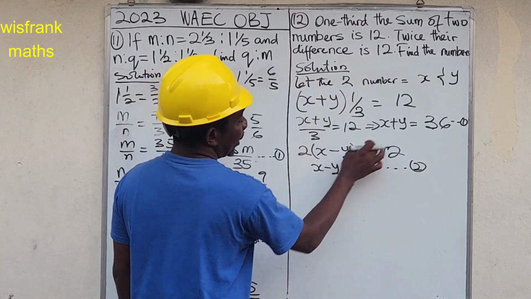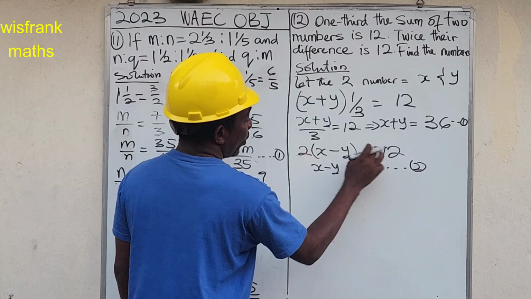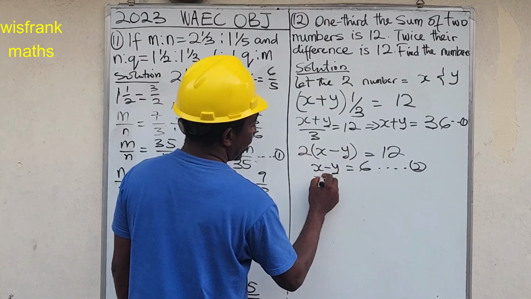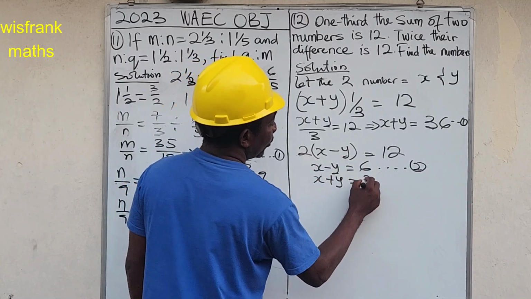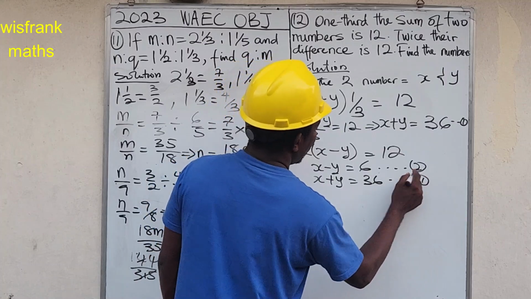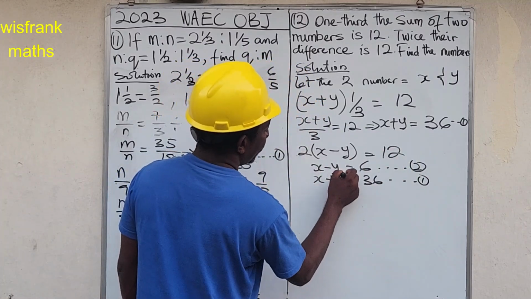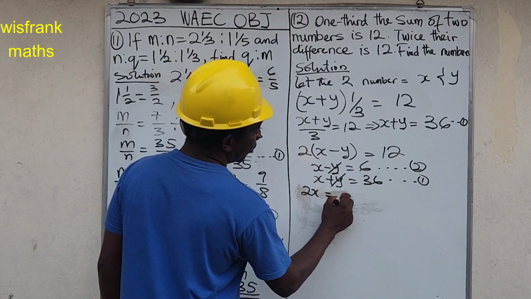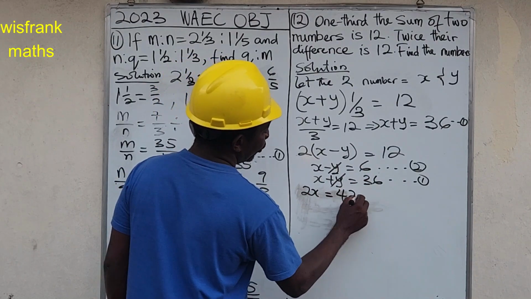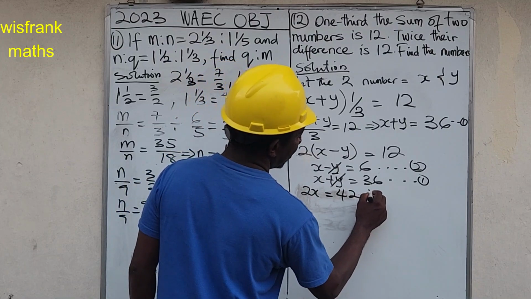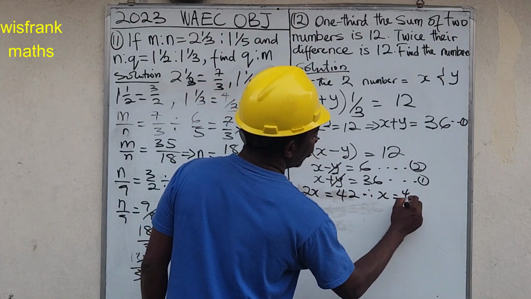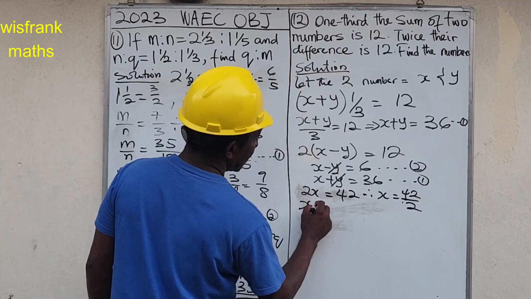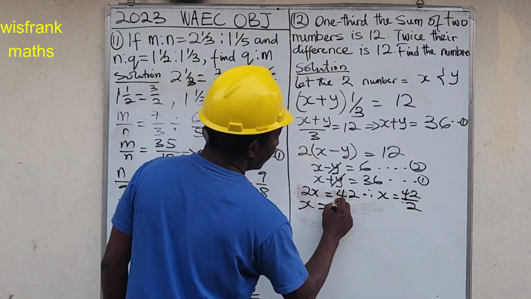Now we can add equation 1 and equation 2. When we add the equations, let's bring equation 1 here: x plus y equals 36. This is equation 1. We add the two of them. When we add the two of them, y will go off. So this cancels this, and we have 2x equals this plus this, we have 42. Therefore, our x equals 42/2, where 42 cancels here, we have 21.